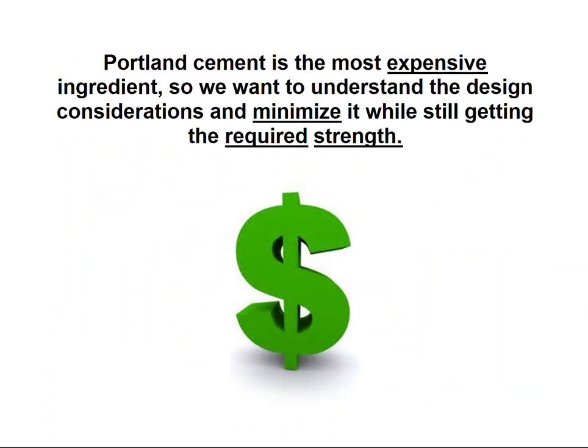So of those ingredients that we put into a mixture to make ultimately what we're going to call Portland cement concrete, the Portland cement, right, the powder, is the most expensive ingredient. So we want to understand the design considerations and minimize it while still getting the required strength. Right? We want to minimize the expensive materials, but maximize the properties that we want to get out of that concrete, and that's effective mix design. That's honestly the goal of any engineering, is achieving the desired result with the least cost and effort required.